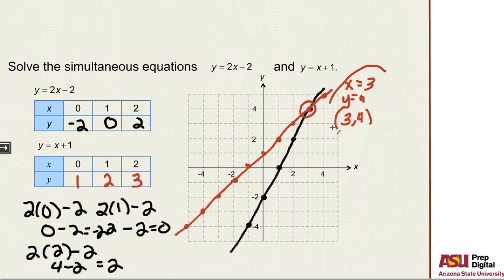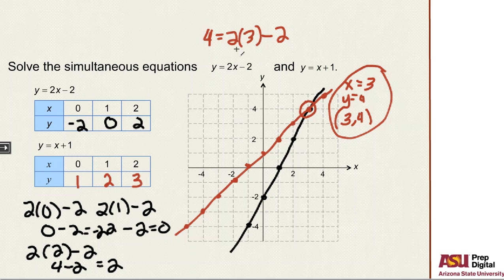And just like any other method, we're going to go ahead and check. And the way I check is I plug in the x and the y into both of these equations. So that's my solution, but just to check and make sure I'm correct, graphing errors, hand drawing errors could occur. I'm going to plug in. So I'm going to take 4 equals 2 times 3 minus 2. I want to see if that's true.